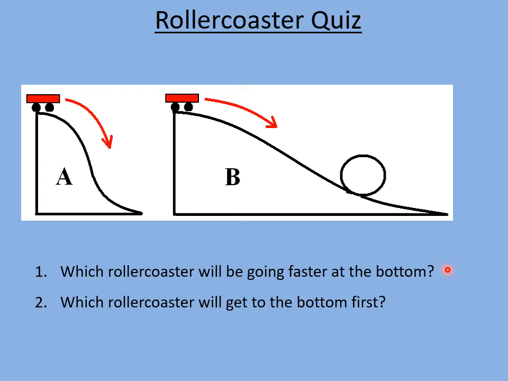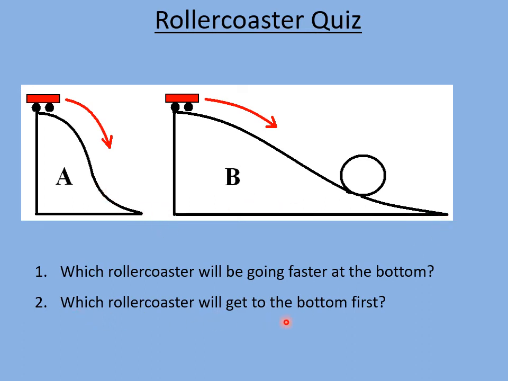Okay, to answer the first question, the answer is neither. It's a tie. And the reason for this is conservation of energy. Both roller coasters start with the same amount of energy at the top. They're both at rest and at the same height. When they get to the bottom, due to conservation of energy, they will both have the same energy. Since all of the energy is kinetic at the bottom, that depends on the speed of the roller coaster. Since the energies are the same, the speeds are the same. So A and B are both going equally fast at the bottom.